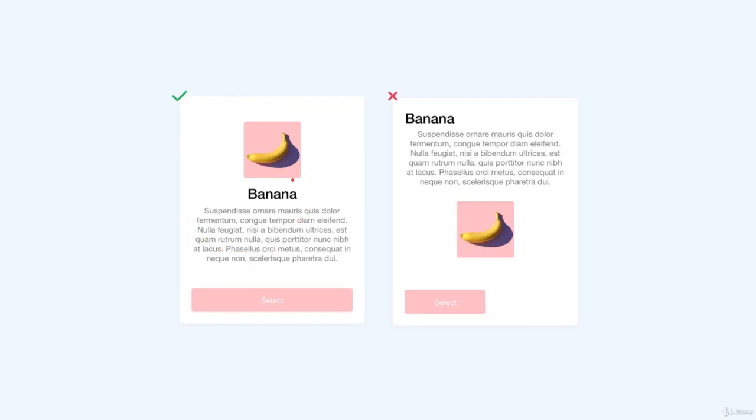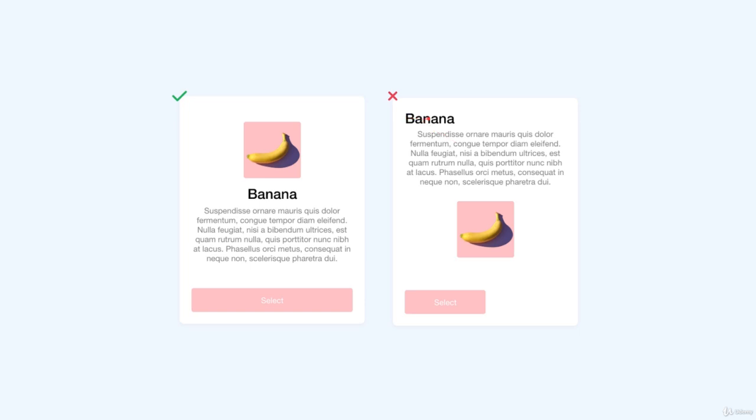Here we have one card on the left that looks correct, and the other one is incorrect because it's using two alignments together in the incorrect way. Now, I say the incorrect way because there is a correct way to use aligned left items and aligned center items together, but this is not how you do it.